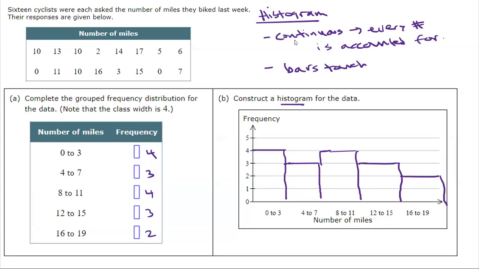The second part is it's continuous. Every number is accounted for. So notice that numbers 0 to 3, every number is accounted for there, all the way up to 19. Whether there's something in there or not doesn't matter, as long as those numbers are represented. So again, that's what that means. In a histogram, the bars touch and every number is accounted for. It is a continuous type of graph. So remember that.